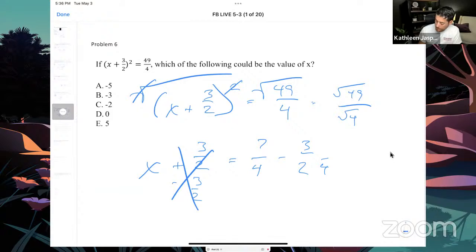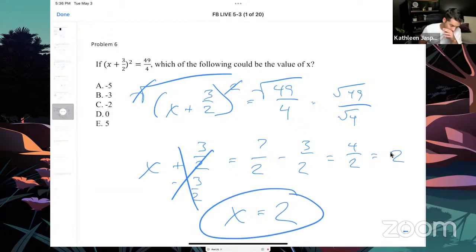Oh, I'm sorry. I knew that looked weird. Sorry about that. I did exactly what I didn't want you to do. I did the 49 square root, and then 4 square root is 2. Sorry about that. So now I get x is equal to 7 minus 3, which is going to be 4, and then that's over 2, which is equal to 2. And there you go. I get 2 as my answer.